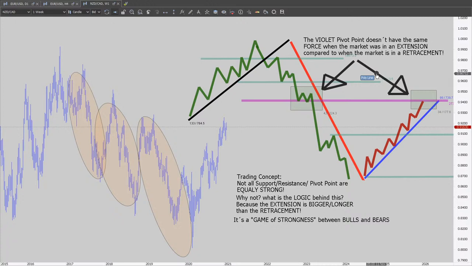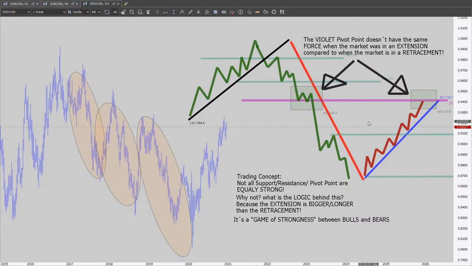Anybody else? Is anybody here who says extension? Don't be shy, everybody, there is no right or wrong. We are here to talk. Is anybody in here who says, oh no, it's stronger in an extension? Retracement, retracement. Retracement, yes. Okay.